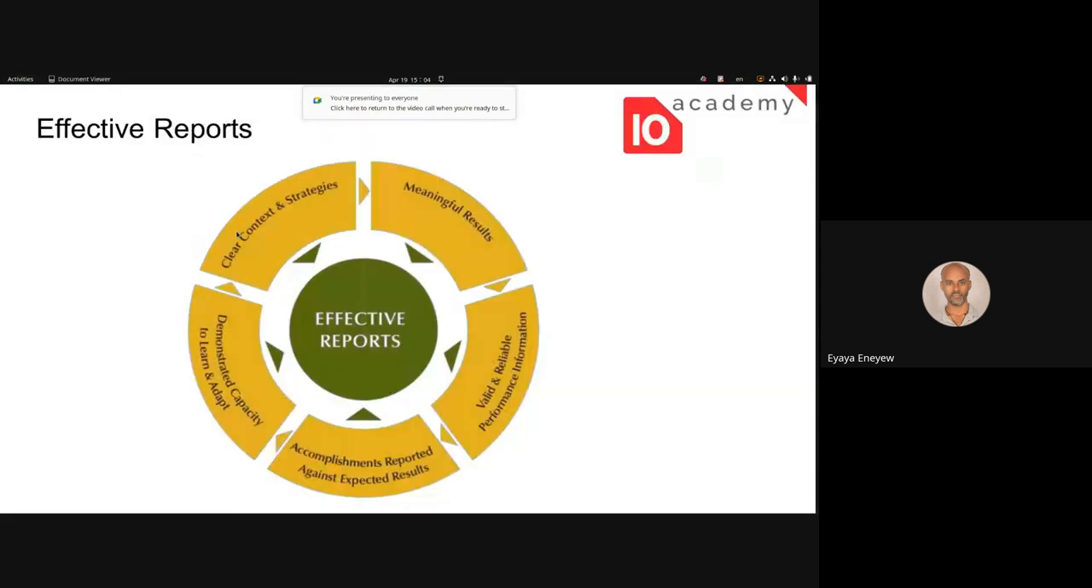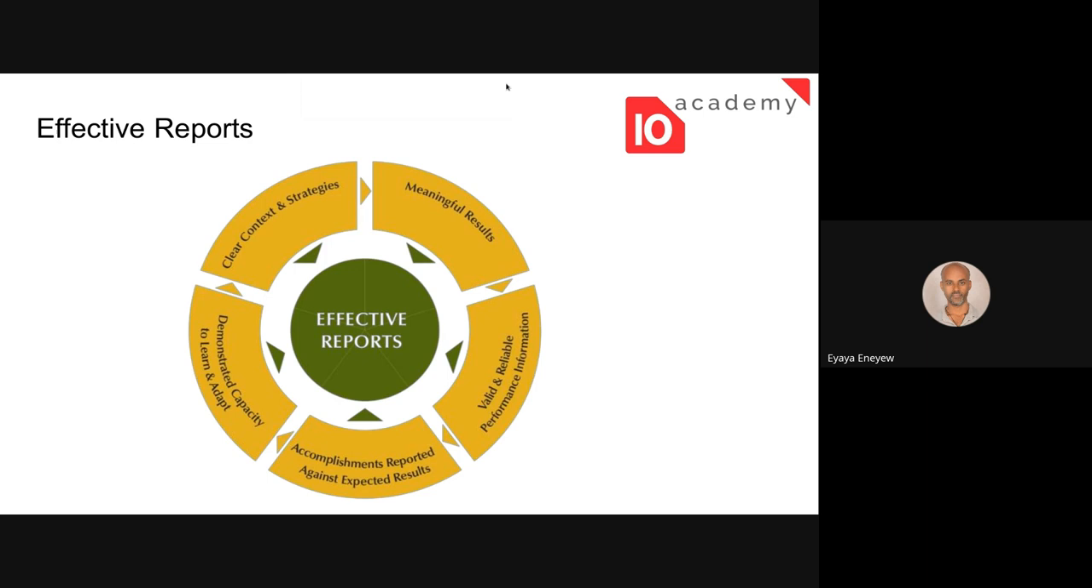All right, let's continue then. Effective reporting: how can we make our RBM report very effective? There are almost five elements related to the core elements above. You need to put clear context and strategies in your report, and also meaningful results. When you put your metrics, especially for the PIs or performance indicators, they have to be meaningful, and also valid and reliable for performance information, and accomplishments reported against the expected results. You need to compare your accomplishment against the expected results or the baseline. You need to include those.